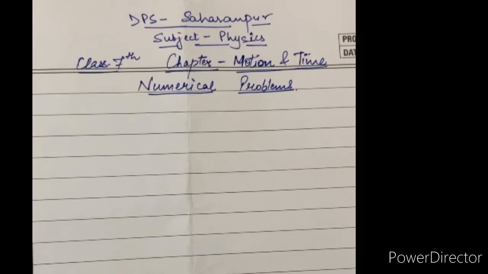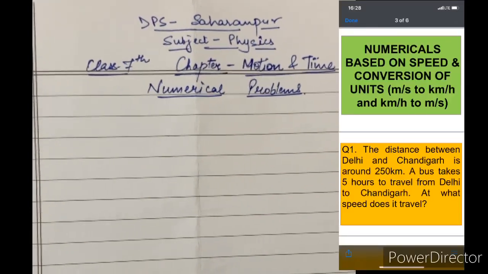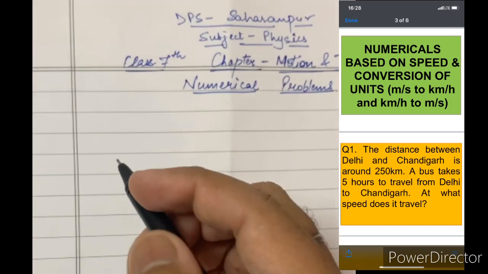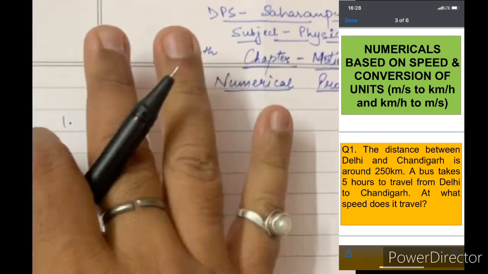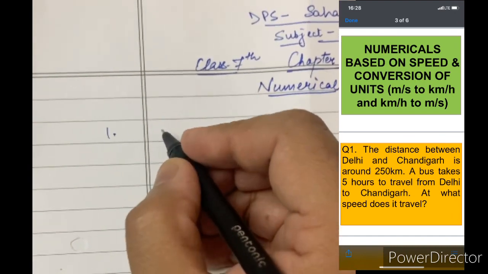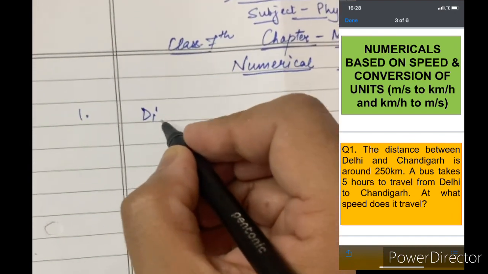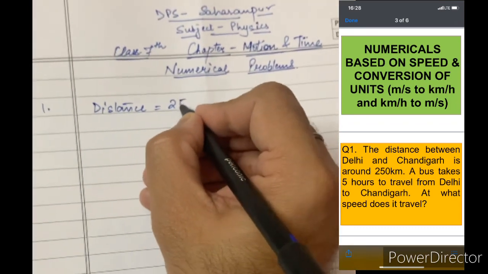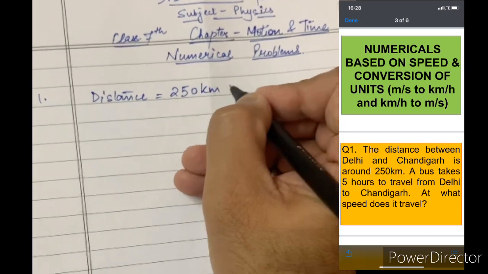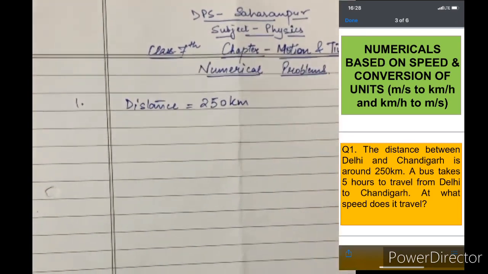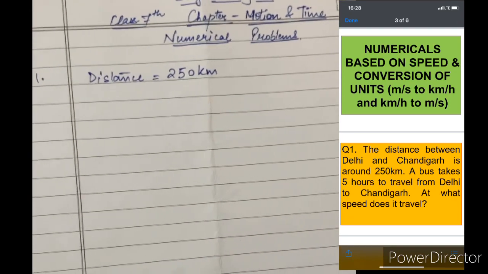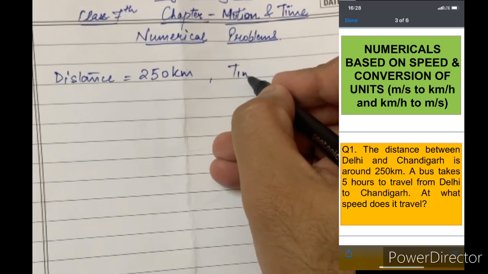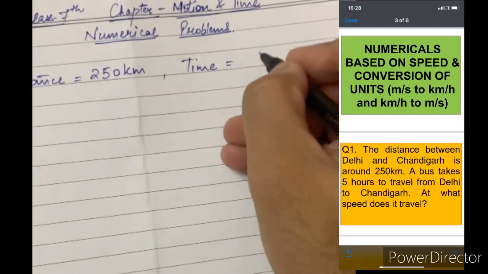So I will read the question. The distance between Delhi and Chandigarh is around 250 kilometer. So it means we have a distance that is equal to 250 kilometer. A bus takes 5 hours to travel from Delhi to Chandigarh. Time is given, 5 hours.